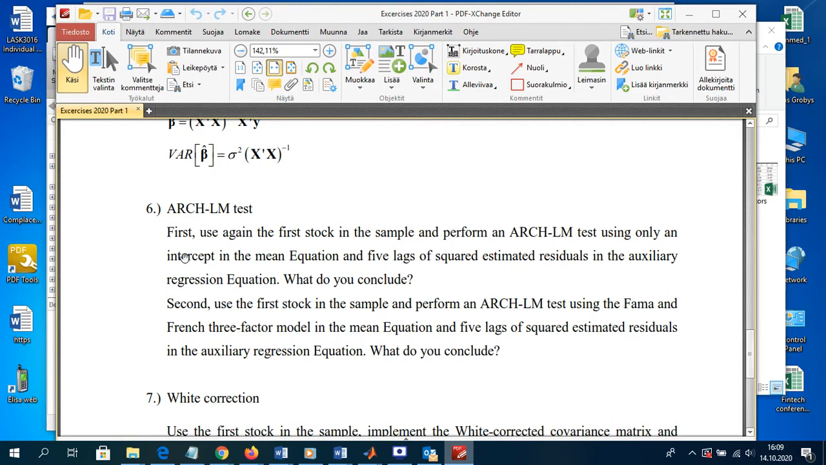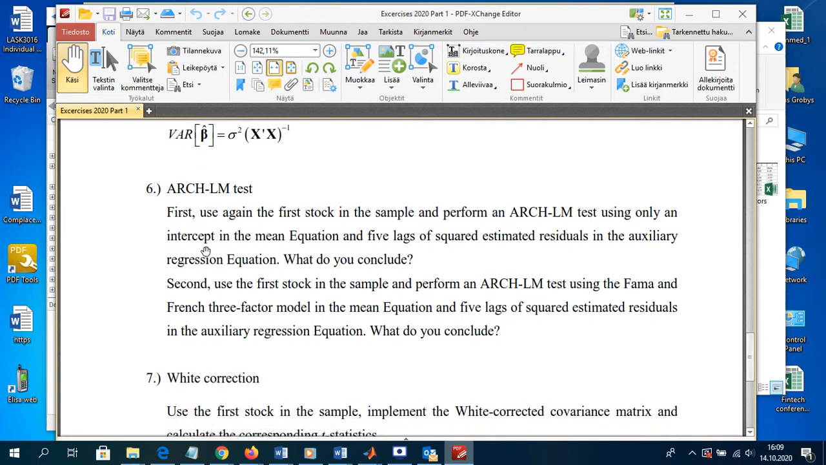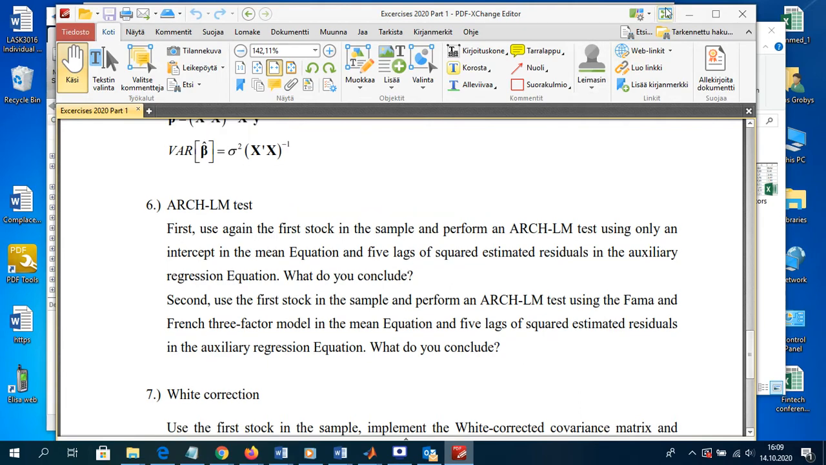So the task is: first, use again the first stock in the sample and perform an ARCH-LM test using only an intercept in the mean equation and 5 lags of squared estimated residuals in the auxiliary regression equation. What do you conclude? So that's what we want to do now.